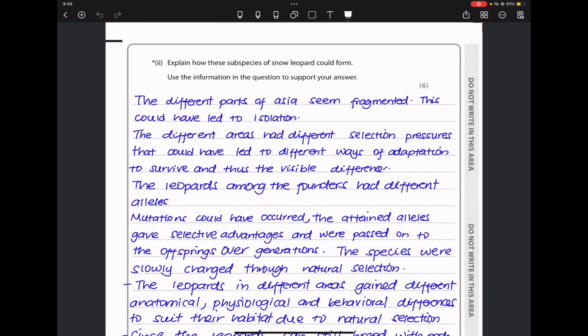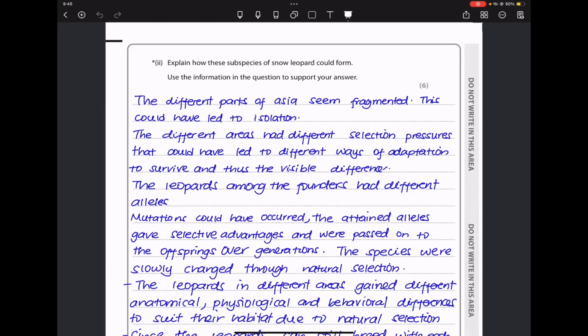Explain how these subspecies of snow leopards could form. Use the information in the question to support your answer. Of course, here we have fragmentation. We have variation that could have existed among the different snow leopards. So if they were put in different habitats, the variations they had gave them selective advantages and they enabled them to survive in order to be adapted to their new habitats. That's why there are some differences between them. But because they can still produce fertile offsprings, that means there is no reproductive isolation.